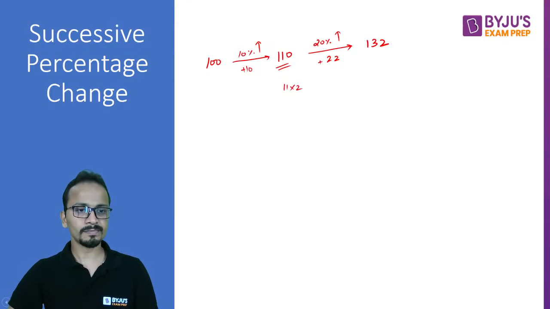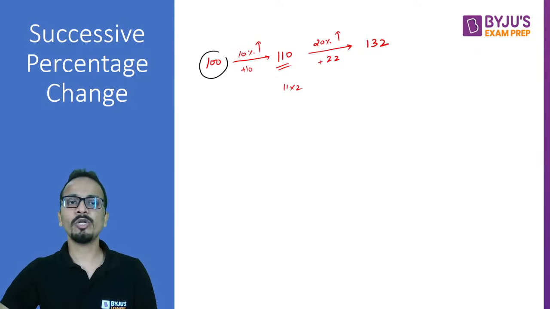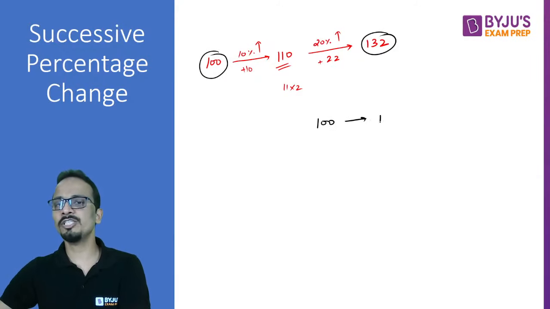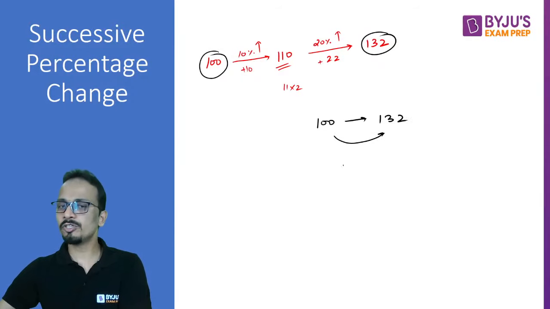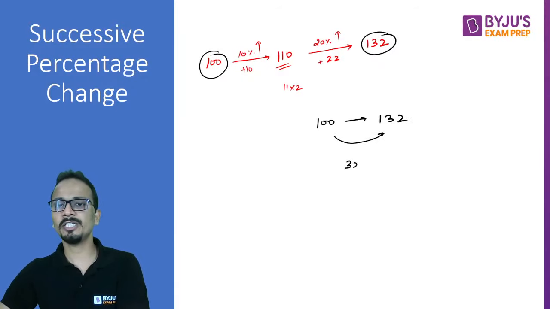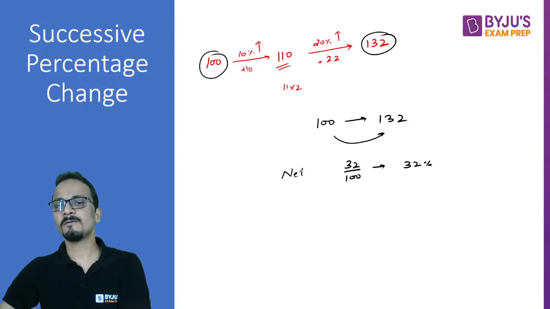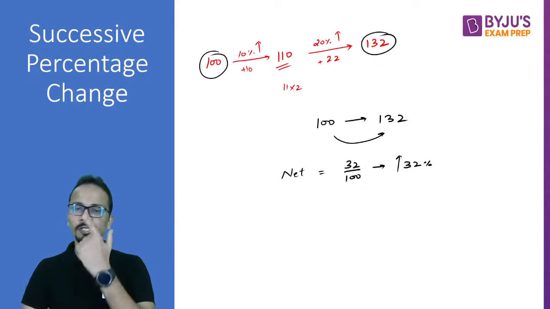All right. Now I am sitting on this value 132. Original value was 100 and final value is 132. So from 100 I have reached 132. So I can say that the percentage change here will be 32 upon 100, or I can say that it will be 32%. Okay, so the net percentage change is an increase of 32%.